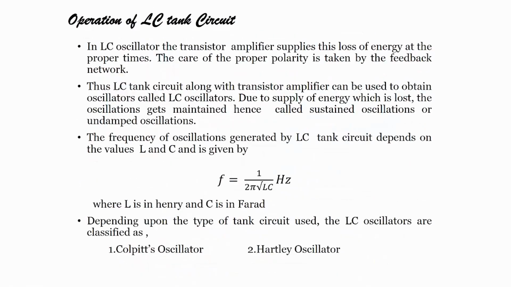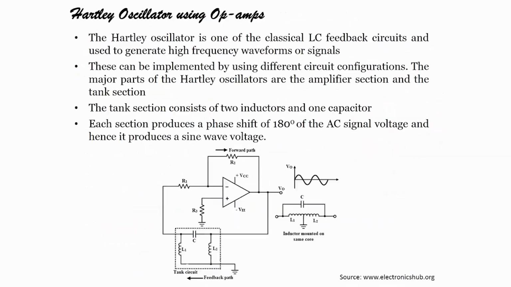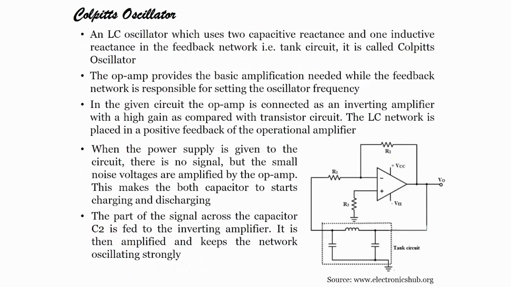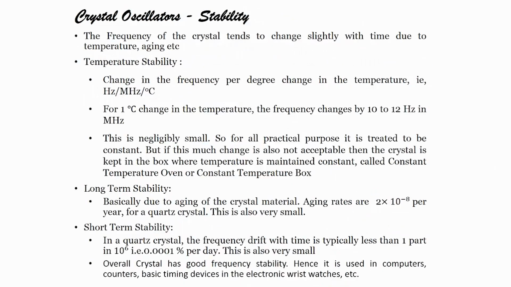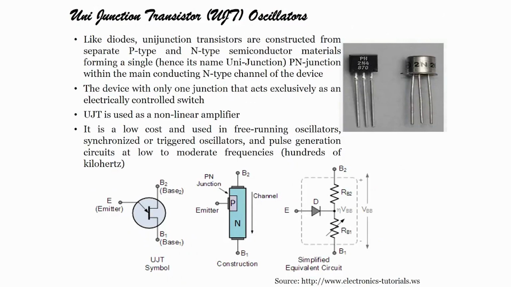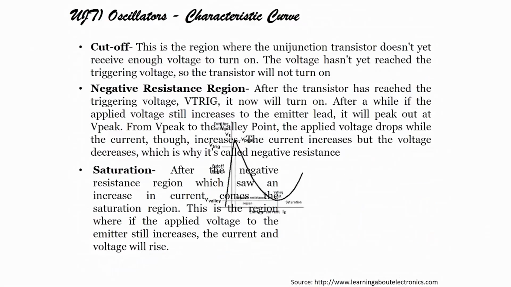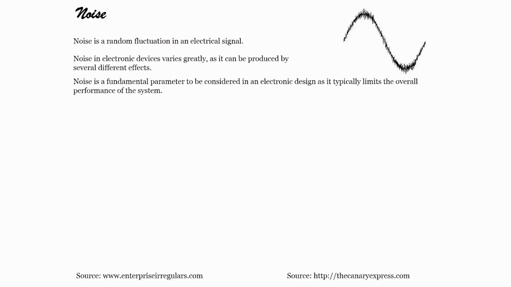This is what we have seen. We have then seen what are the crystal oscillators, and what are the kind of crystal oscillators that can be used. We have also seen how the stability factor affects the crystal oscillator, as well as, if you recall quickly, the Hartley oscillator. Then we have seen UJT oscillators and its characteristic curve.